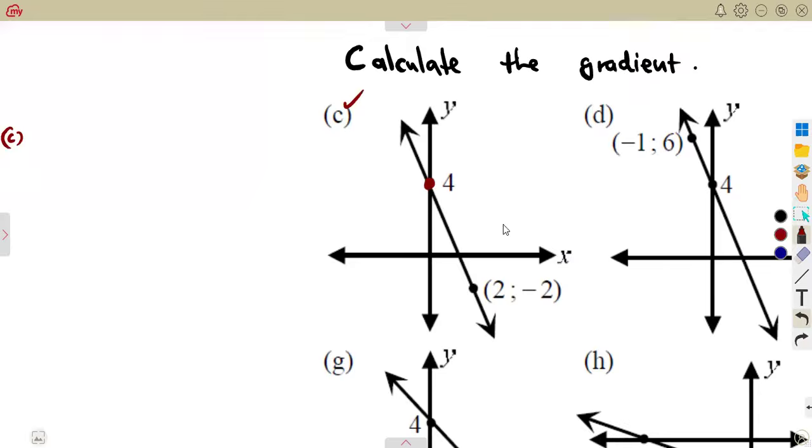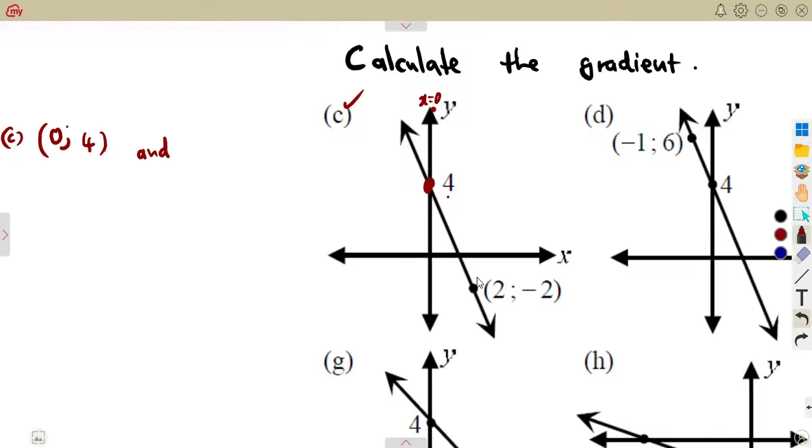We can use the movement, but we can use the points directly. What is this point indicating? Where does this point lie? It lies on the y-axis. Remember, on the y-axis, I said x is equal to what? x is equal to 0. That does not change. So we have a point where x is 0, y is 4.